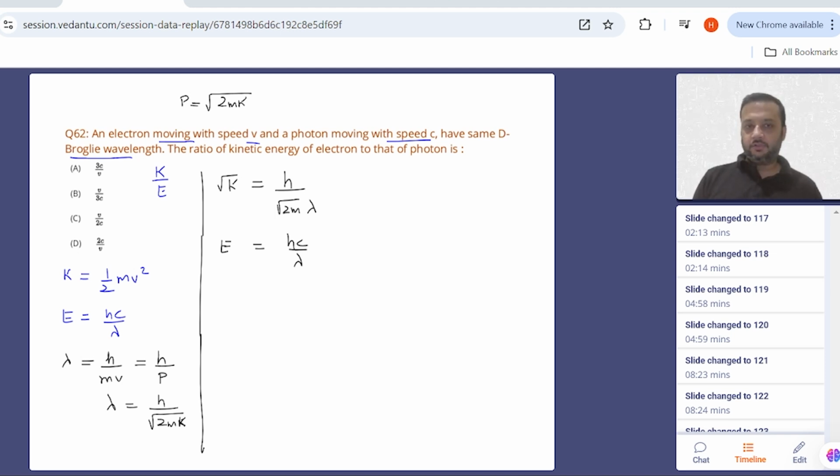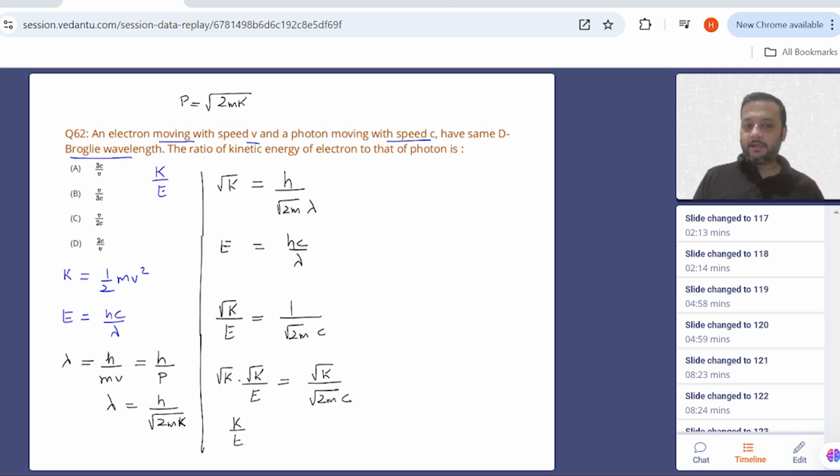So right now if I take the ratio, I get root K by E, which is equal to h by lambda, which gets cancelled, so it will be root 2m into c. If you see, h by lambda gets cancelled and I get 1 by root 2m into c. But this is the value of root K by E, whereas I have to find the value of K by E. So I will multiply this equation by root K on both the sides, and the K value I'll put from here again.